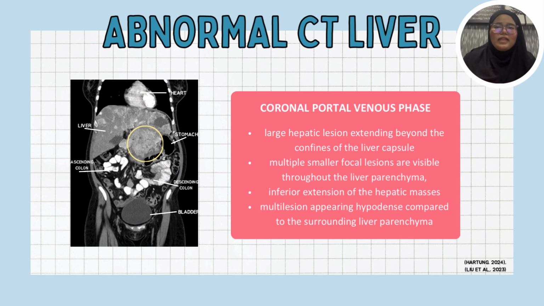And all of these lesions appear hypodense relative to the background liver in the portal venous phase. And as we can see in the yellow circle, the masses extend from the liver inferiorly into the abdominal cavity.